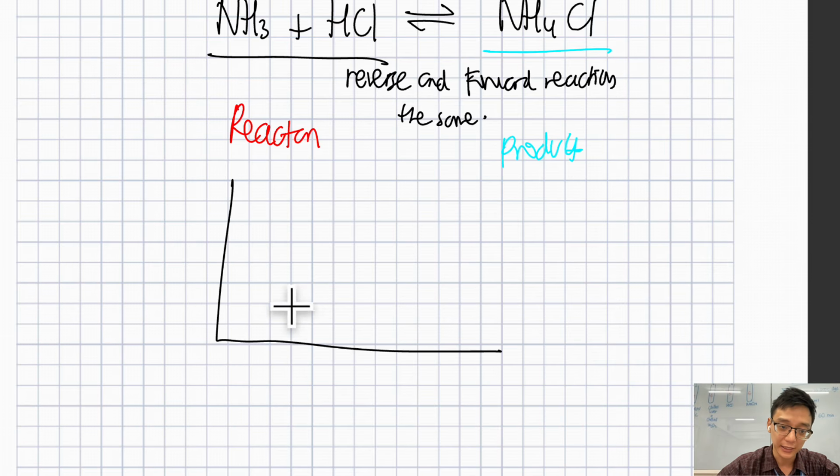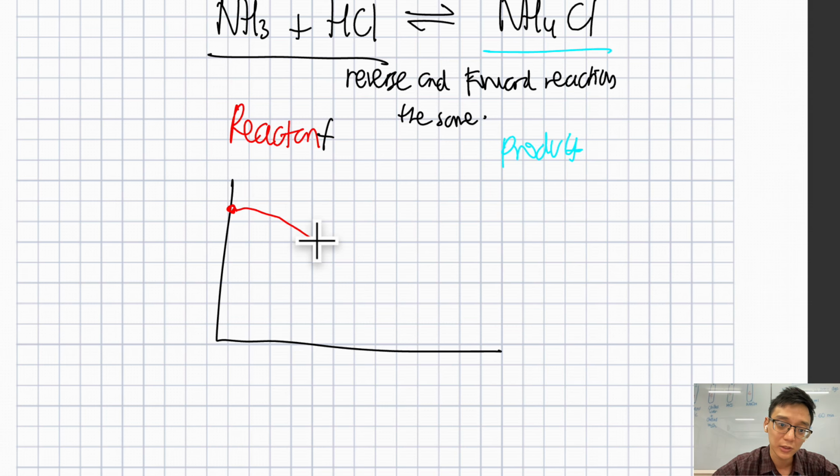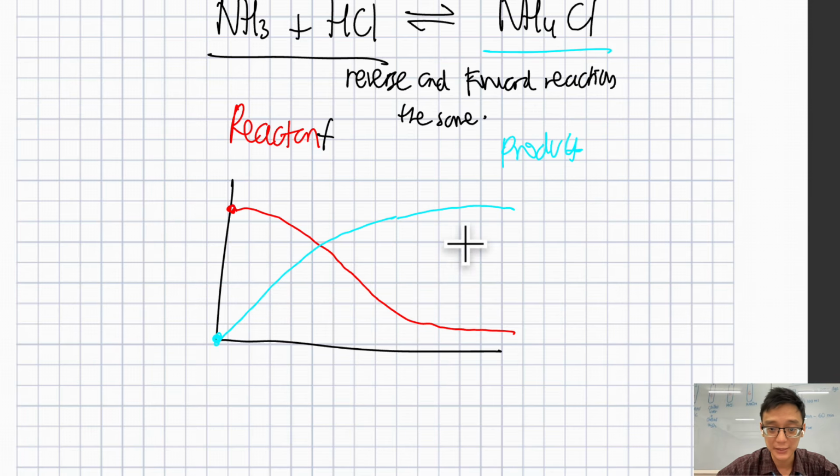Initially, we will have lots of material. However, as time goes by, the reactant will go down and down and down, reach a certain point, while the product, initially zero, will start to form until it reaches a certain point. So eventually there will be no more changes in concentration. It means that we already achieve equilibrium.